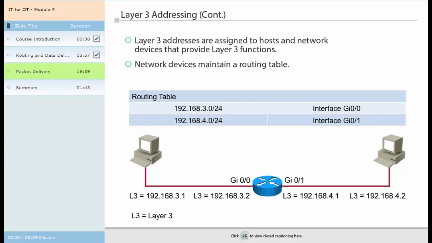As seen in the example, the two router interfaces belong to different networks. The left interface and the directly connected PC belong to the 192.168.3.0/24 network, while the right interface and the directly connected PC belong to the 192.168.4.0/24 network. For devices in different IP networks, a Layer 3 device is needed to route traffic.